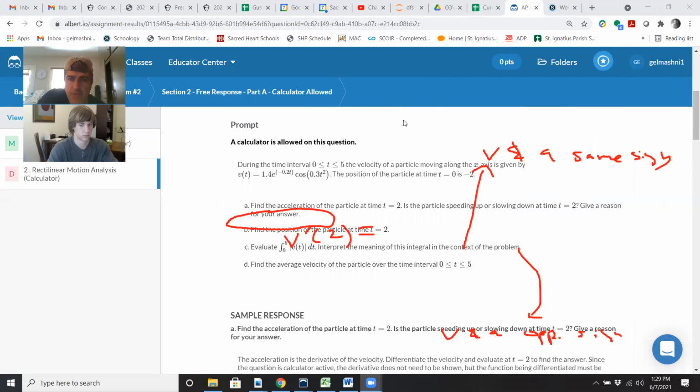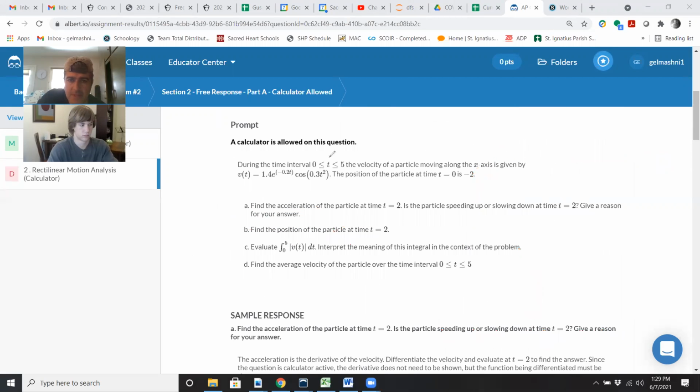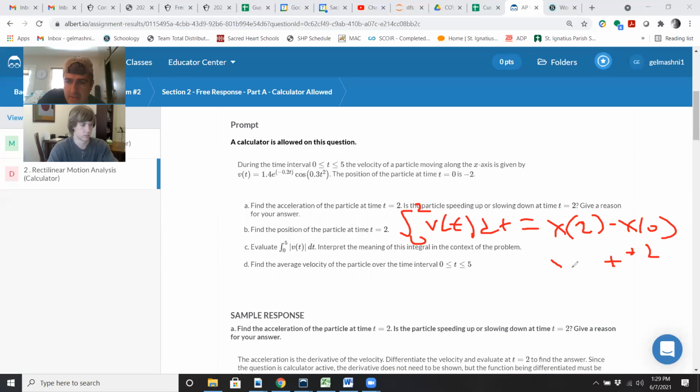Find position. What you want to do is, it's FTC again. So the integral of velocity dt from 0 to 2 will be your position. Use x, I guess, for position. You can use s, I don't really care. And you know the initial position is negative 2, so you put that in. And of course, you're integrating from 0 to 2 of this expression right there. You can work it out.